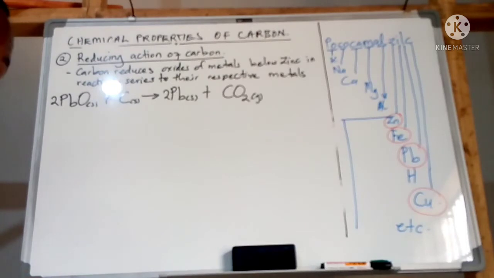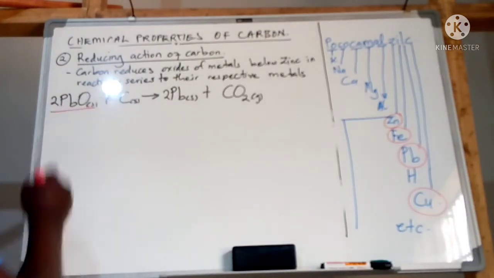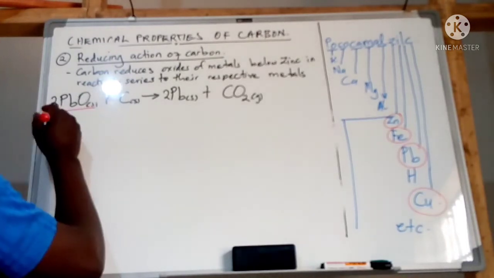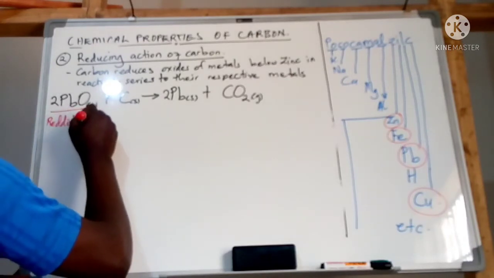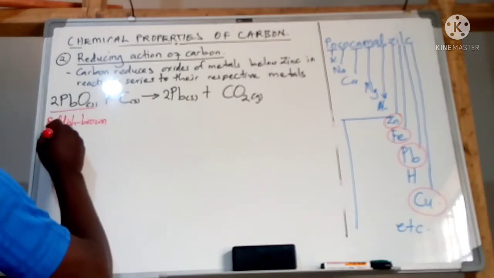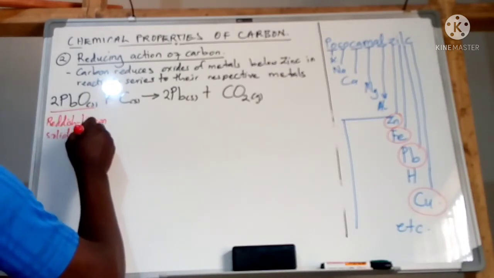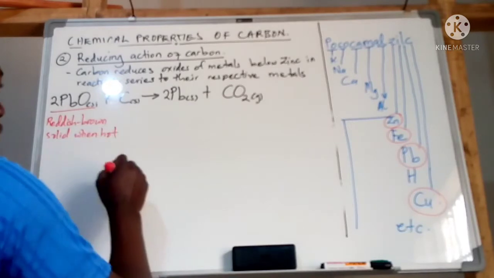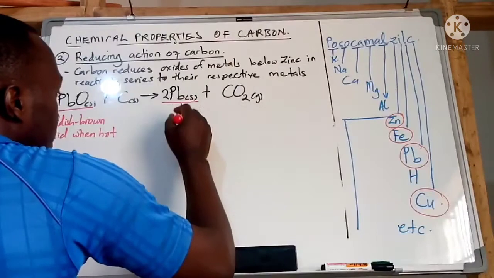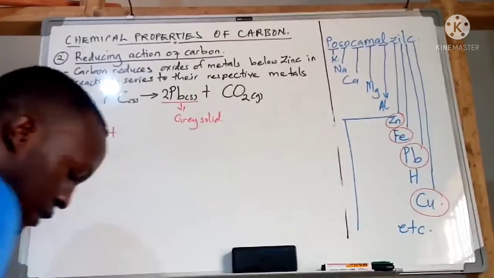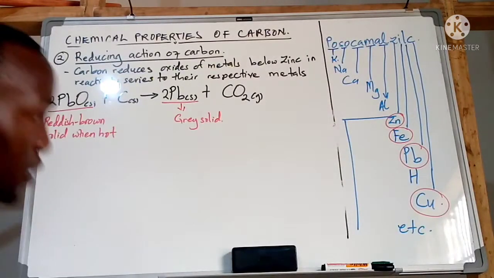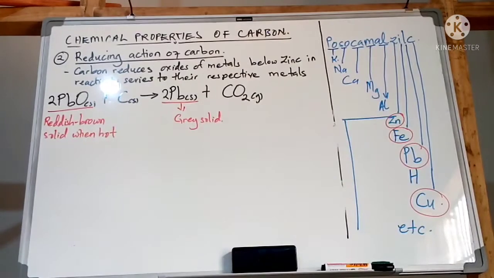I would like to say that this one, when heated, is a reddish brown solid when hot, and for lead it turns to a gray solid. And definitely continue by adding the colorless gas that turned lime water milky.